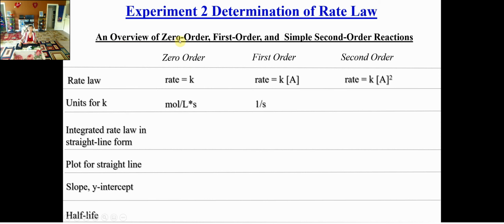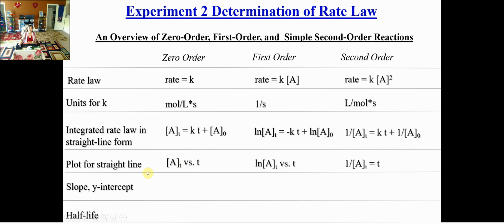I summarized the 0th order, first order, and a simple second order reaction about what's the rate law expression, what's the unit for k, what's the integrated rate law. Integrated rate law meaning you consider the concentration and the time. Your rate law, you only consider the concentration. And then how do you determine k? So how do you plot a graph? So to get a straight line, so give you y and x, and also what's the meaning for your slope and y-intercept. Also, how do you calculate the half-life?